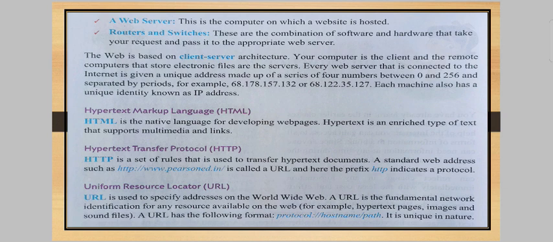Every web server that is connected to the internet is given a unique address made up of a series of numbers between 0 and 255, separated by periods. For example, 68.178.157.132. This is called the IP address of any electronic device which is able to access the internet. Each machine has a unique identity known as an IP address.